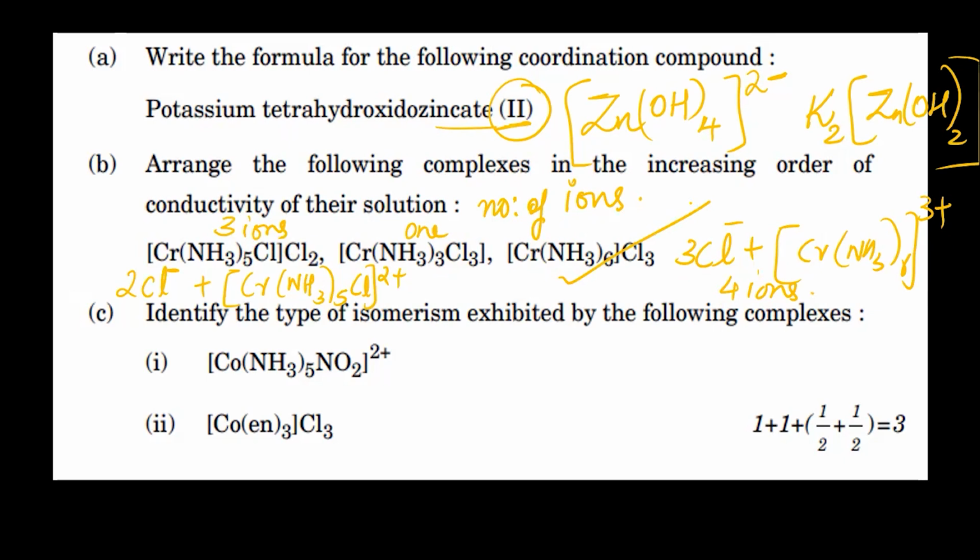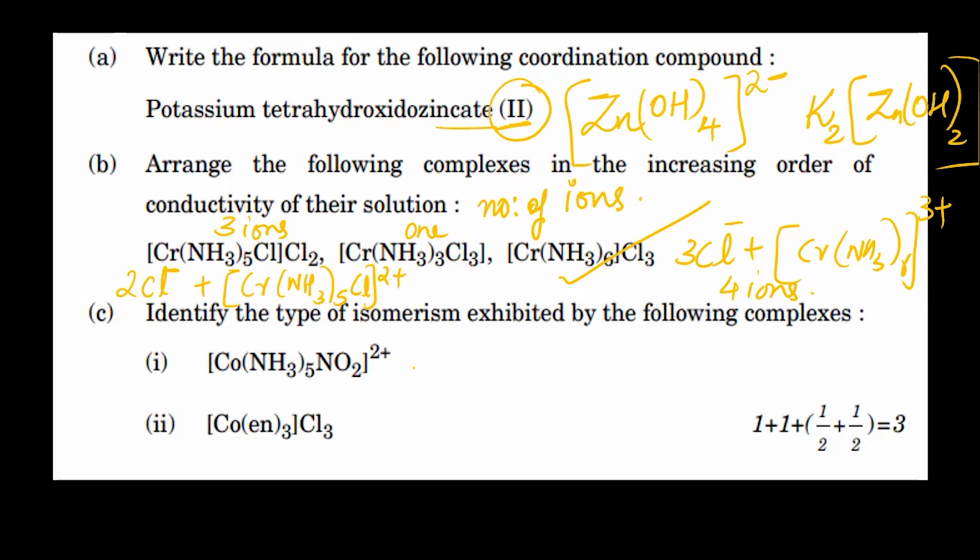Now identify the type of isomerism exhibited by the following complexes. First, [Co(NH3)5NO2]2+. We have geometrical isomerism, structural isomerism, and optical isomerism. In the case of structural isomerism, there are 4 different types possible for coordination compounds: ionization isomerism, linkage isomerism, hydrate isomerism, and coordination isomerism.